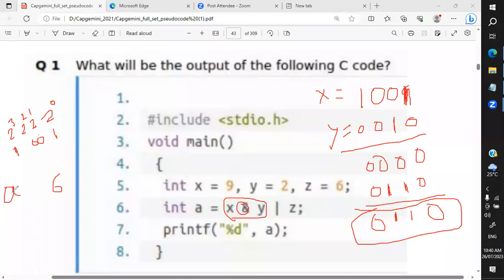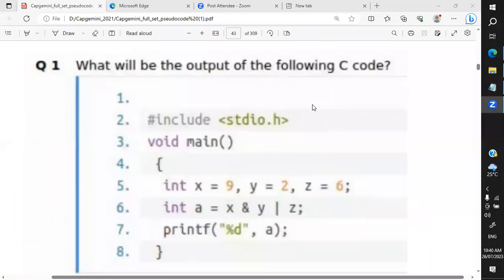Got it? Clear? Super. For bitwise operators, we have to remember what bitwise AND is, what bitwise OR is, and what the priority between them is. Bitwise AND means multiply the two bits. You can remember it like multiplication of bits, not exactly, but similar. 1 into 0 is 0, 0 into 1 is 0, 0 into 0 is also 0, only 1 into 1 is 1. That means both are true, so it is 1.